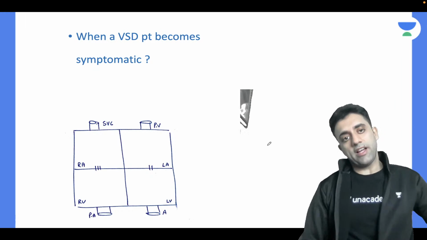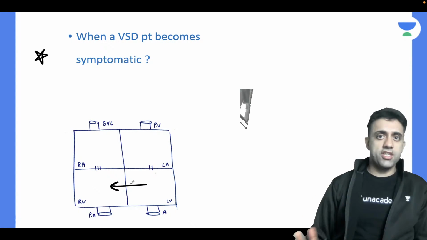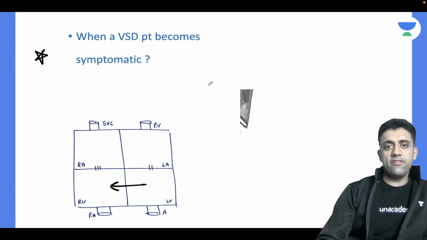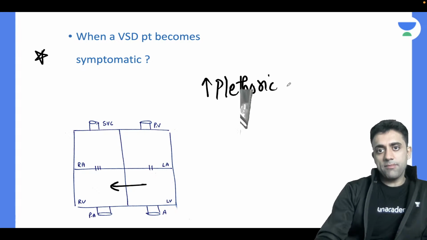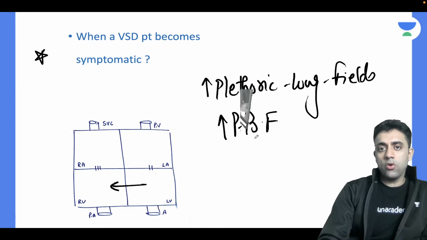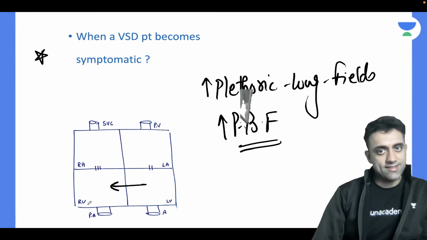Okay, this is again another exam question. If a newborn baby, see, the most common congenital heart disease in cardiology is the VSD. Will the child have plethoric lung fields? What is plethoric lung fields? Plethoric lung fields is increased pulmonary blood flow. Will the child have increased pulmonary blood flow? Yes, the child will have.